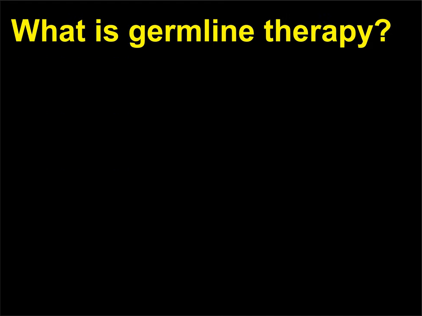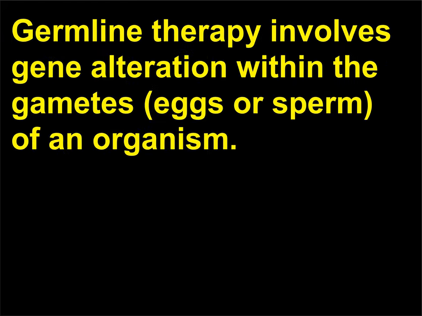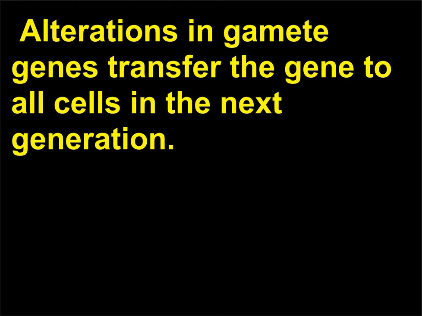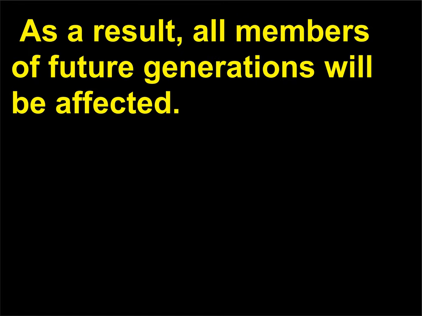What is germline therapy? Germline therapy involves gene alteration within the gametes, eggs or sperm, of an organism. Alterations in gamete genes transfer the gene to all cells in the next generation. As a result, all members of future generations will be affected.